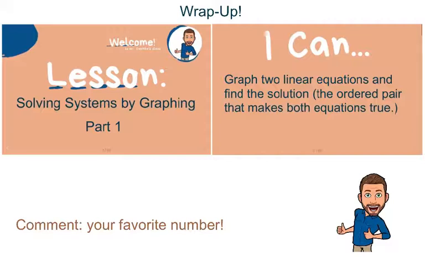So today we learned about solving systems by graphing. So now you should be able to graph two linear equations and find their solution, which again, that's just the ordered pair that makes both equations true. That was part 1. Next lesson, we're going to do part 2, and we're going to continue graphing.